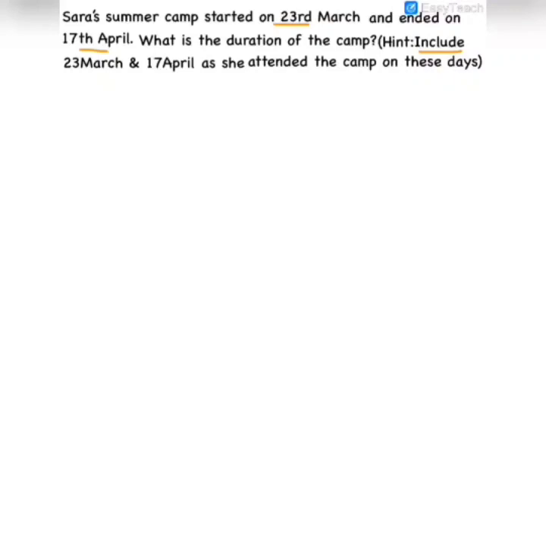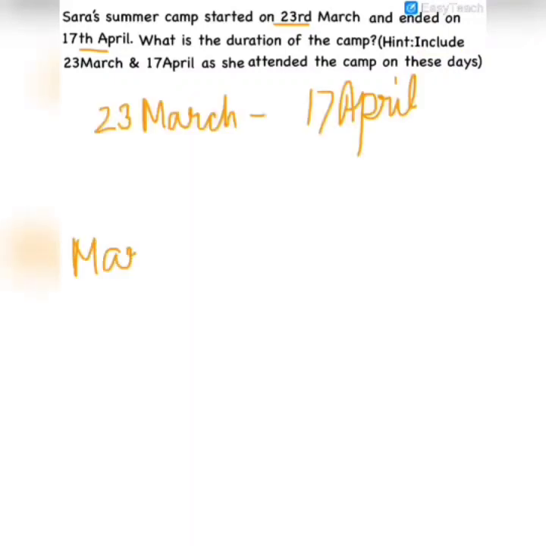So let's see, from 23rd March we have to calculate the number of days till 17th April. As we all know, March has 31 days, and according to this question we have to include 23rd March. That is, we don't have to include the first 22 days of March, because the camp started on 23.